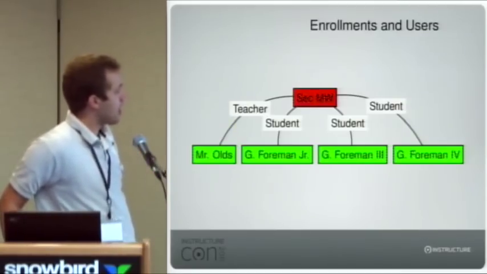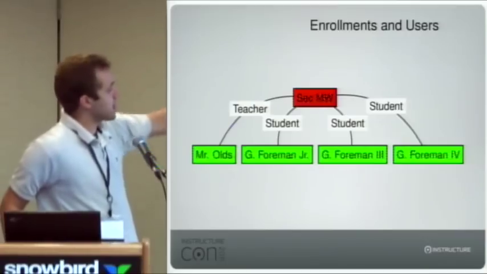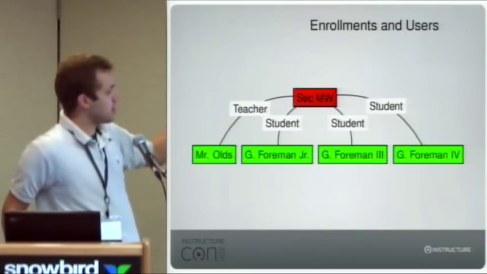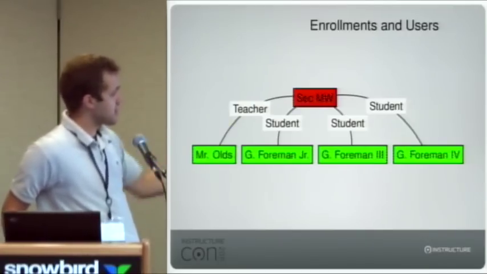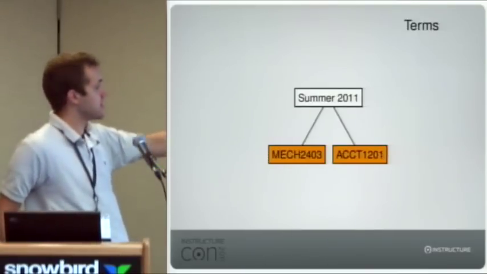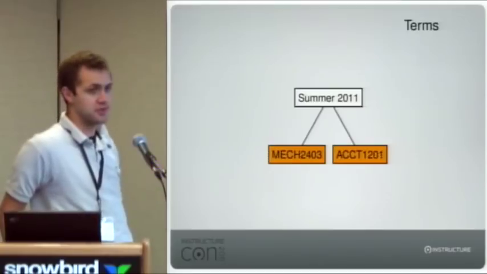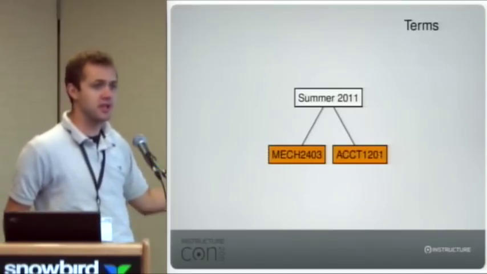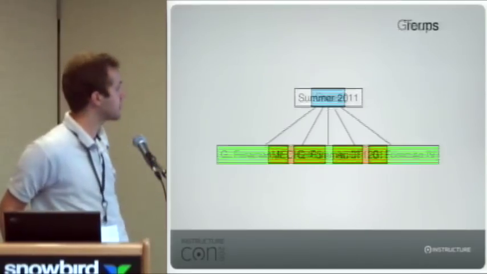An enrollment belongs between a section and a user. So Canvas has users and sections. That's how the enrollments work there. Terms are another data type in Canvas, and courses belong to terms. So if you want to restrict availability to a term or something like that, that's how that works.